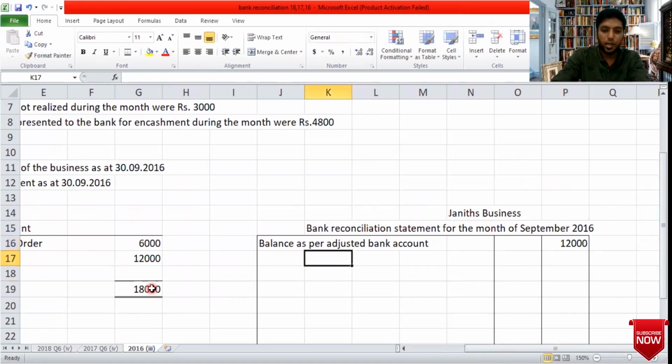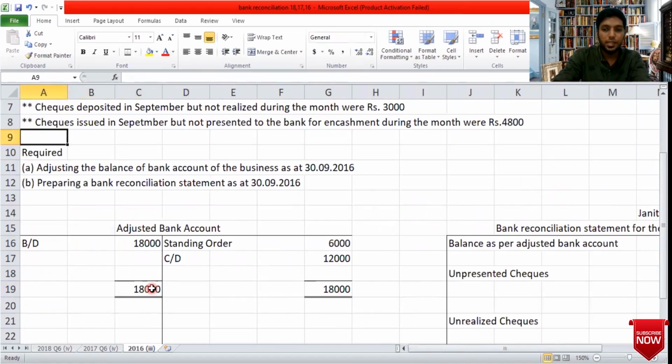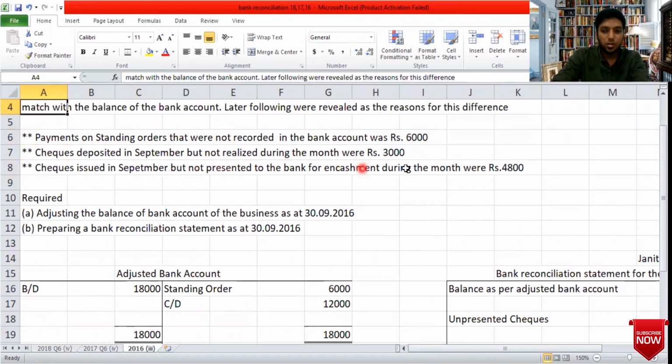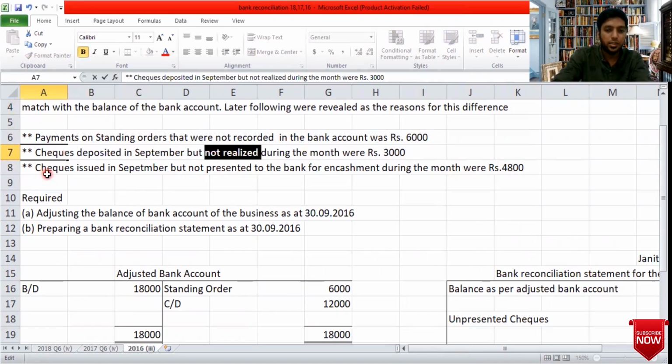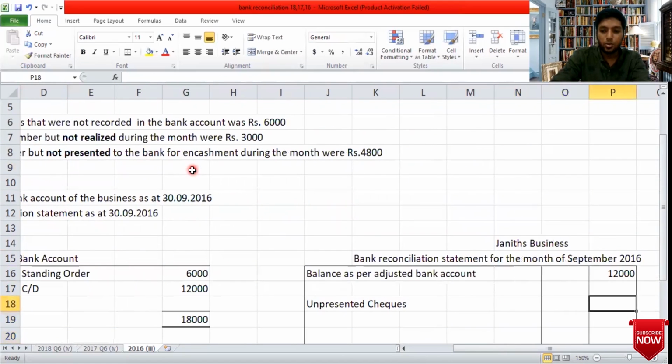12,000 is the amount. I'm going to add something. We say unpresented checks, and we will deduct unrealized, right? So how much is the unpresented check? Easy. Unpresented means it's 4,800 you need to add, and 3,000 you need to deduct because it's not realized. You can identify the terms, because on every sum they will say this, so it's very easy to find out. Not presented is unpresented. Not realized is unrealized. So not presented is 4,800.